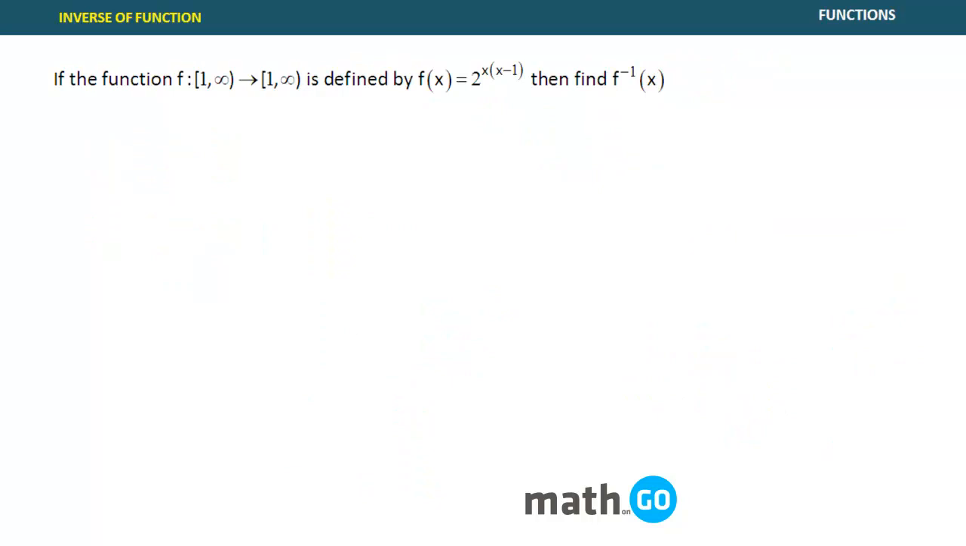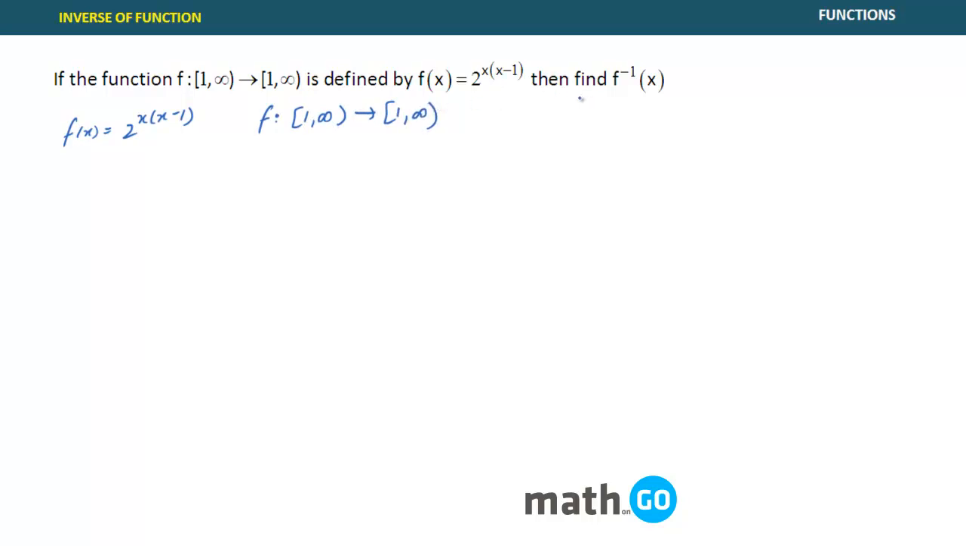Okay, let's apply the logic that we have just understood in a much more difficult problem than the one we just took. It says that f(x) is equal to 2 raised to power x(x minus 1). Also given to us is the definition of the function. Its domain is from 1 to infinity, that is given, and you are also given the codomain.